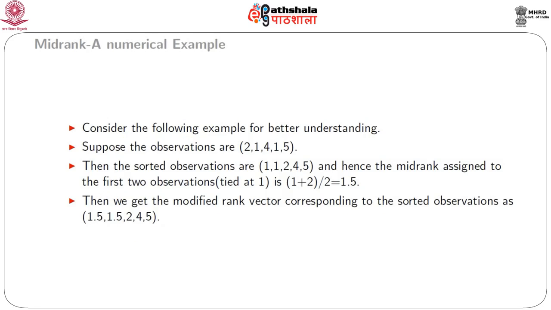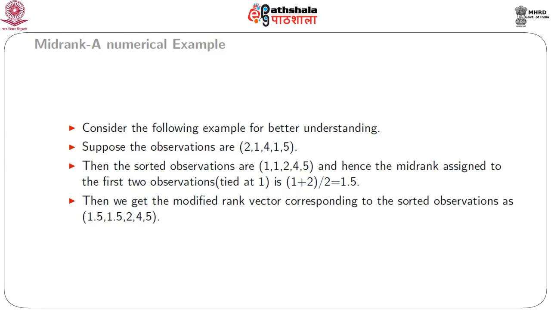So, let us illustrate the concept of mid-rank through a numerical example. There are 5 observations, and they are 2, 1, 4, 1 and 5. Then when we sort the observations, we get the sorted observations as 1, 1, 2, 4, 5, and hence the first 2 observations are tied at 1. So, we assign the mid-rank as (1 plus 2) divided by 2, that is 1.5.